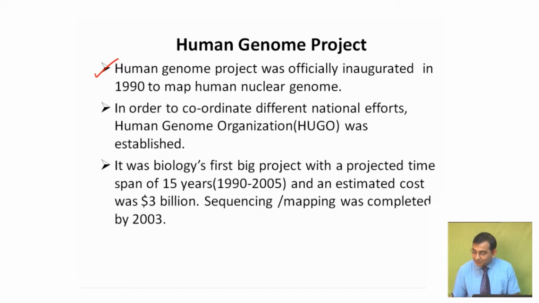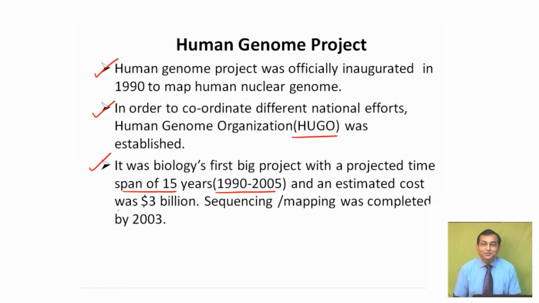It was one of biology's big projects, with a projected time span of 15 years, that is 1990 to 2005, and an estimated cost of $3 billion. Sequencing and mapping was completed by 2003.